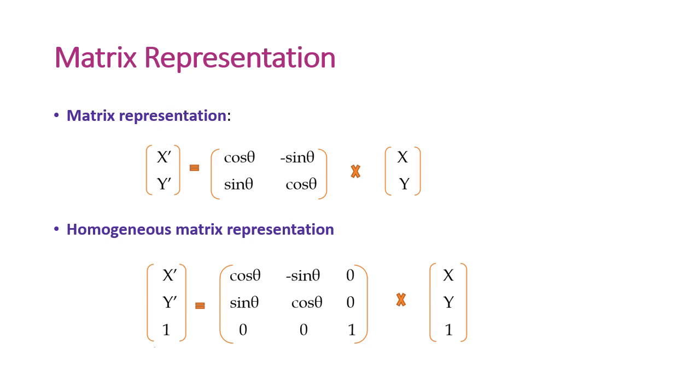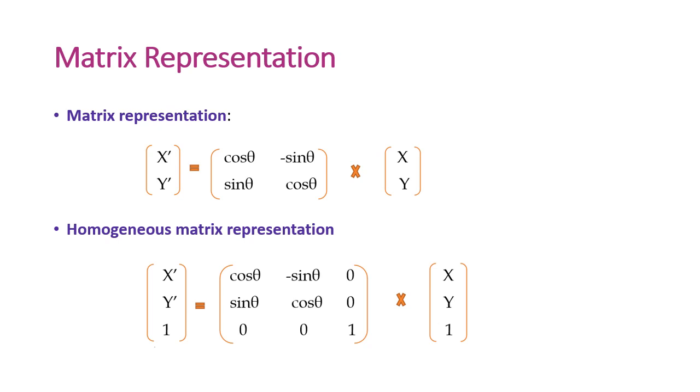Now we'll see the matrix representation for these equations. So see, the matrix representation: x dash, y dash is equal to the matrix cos theta, minus sin theta, sin theta, cos theta, into x, y. So here we are multiplying the original coordinates with this matrix, then we get the new coordinates, that is x dash and y dash.